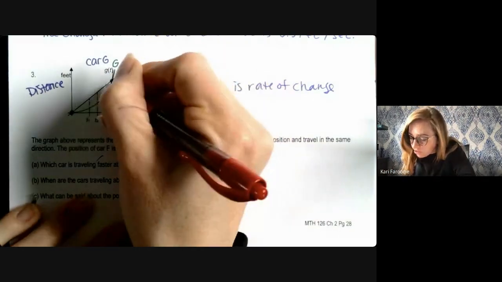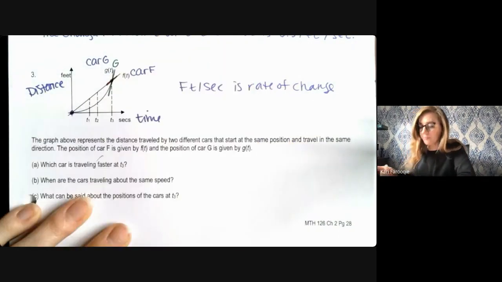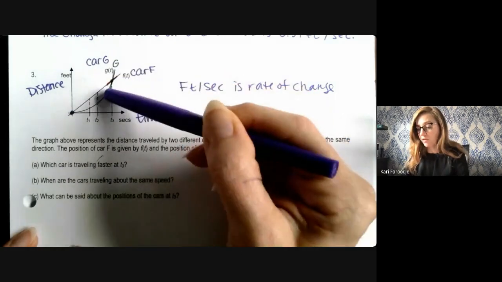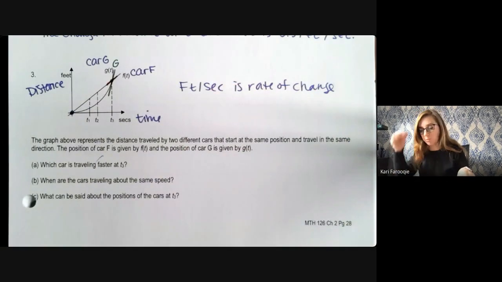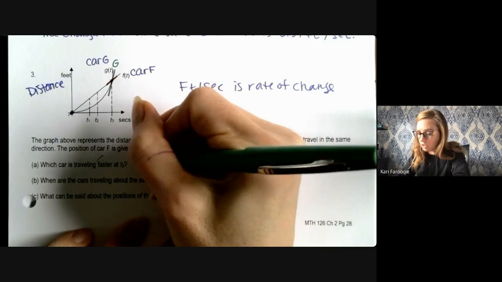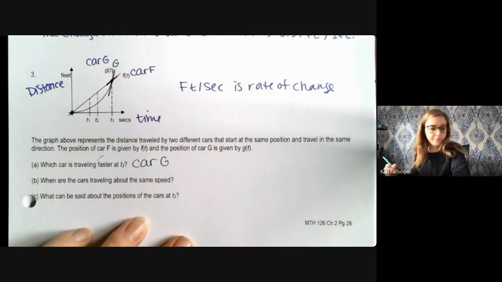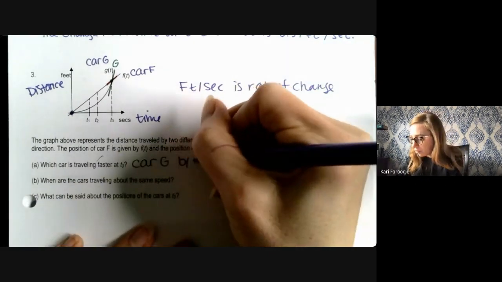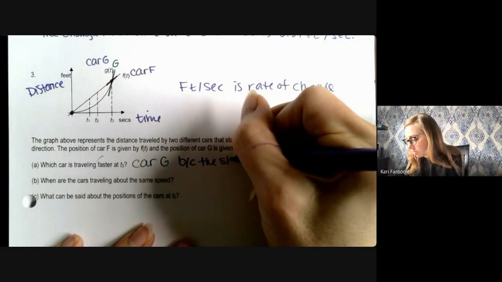The slope of the tangent line for car F looks like that. So we're talking about the one that has the steeper slope, and we can clearly see that G has a steeper slope. The value of Y is changing more rapidly per unit X than for F. So that's what we're looking at here, the rate of change, the slope. The one with the steeper slope is G. So which car is traveling faster at T3? Well, car G, because the slope of the tangent line is steeper.